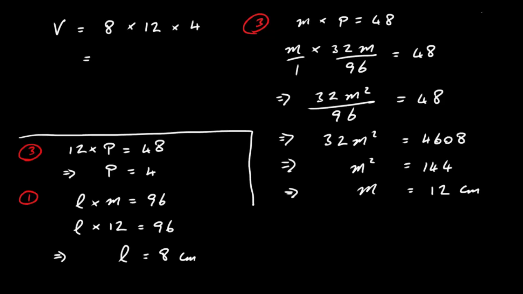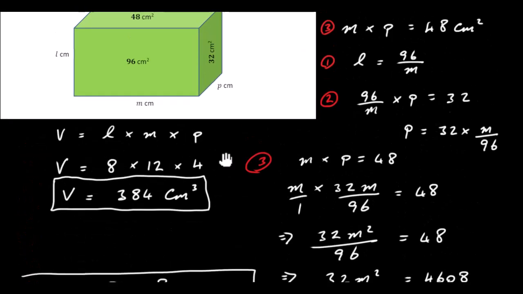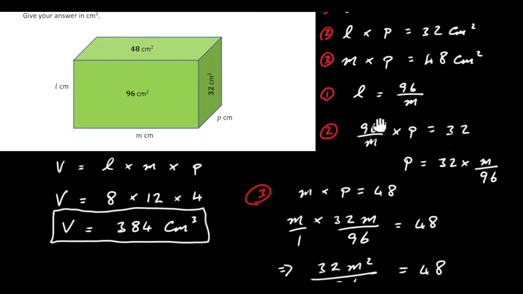Okay, so now I can work out my volume. So the volume is just going to be 8 times 12 times 4, so that'll give me finally 384 centimeters cubed. This is my answer here. This is the volume. This is the volume of this particular cuboid up here. That's what we're asked: work out the volume of the cuboid, give your answer in centimeters cubed. So that's it for this question.